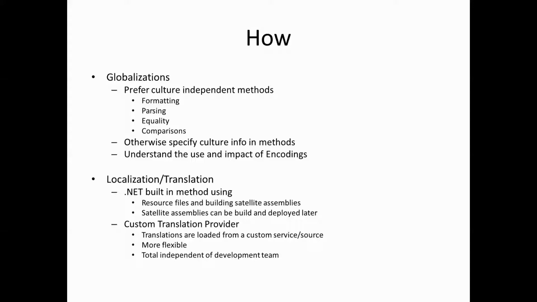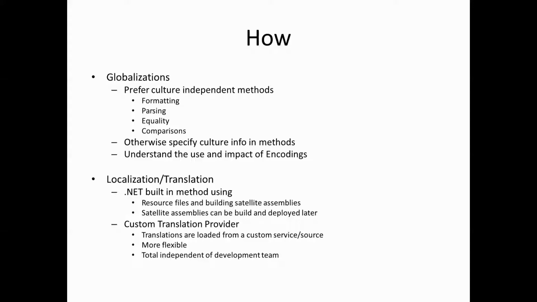Now how do we globalize a software? When we talk about globalization, we prefer culture independent methods, so that when we develop software, we have built-in methods by the .NET framework or similarly other frameworks as well. And those methods or those APIs are used to perform the formatting. We can format the date, we can format strings, currency, numbers, a lot of things. There are built-in methods to do that.